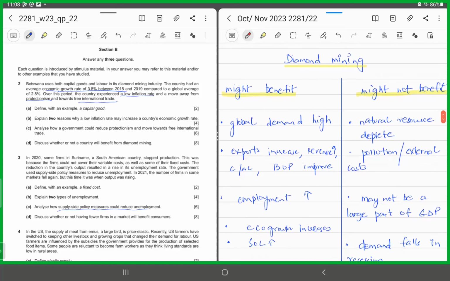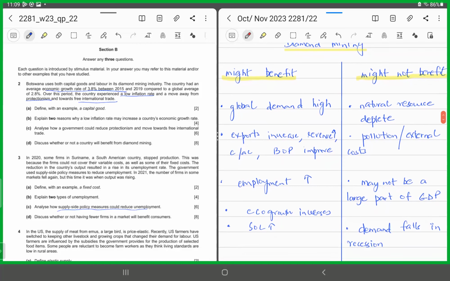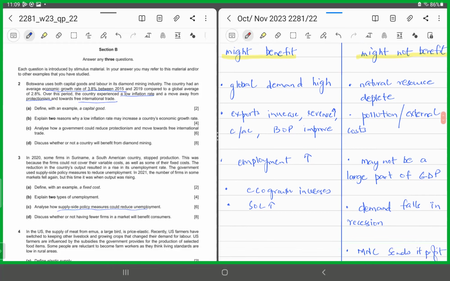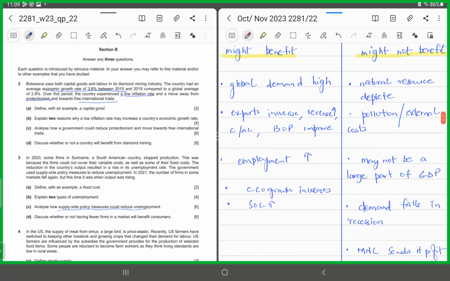Why? Because the demand for diamonds is usually high in the world, and if a country goes ahead with mining of diamonds, exports would increase, its export revenue will rise, which will cause a favorable balance of payments. Current account would be favorable, right? The deficit might reduce, or the current account would be in a favorable position.